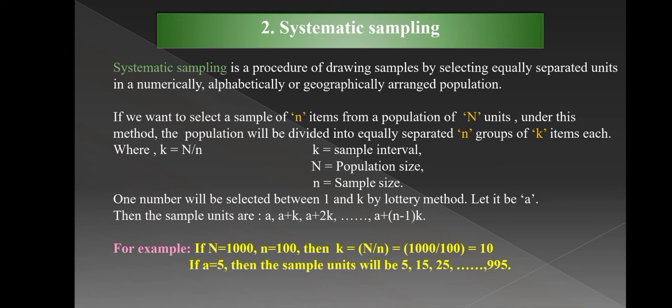So after 15, what will be the next number? I will keep the difference as 10. So the next number after 15 is 25. So after 25, we will select 35, 45, 55 and so on. So the sample units will be 5, 15, 25, etc. Till where do we have to select the numbers? We have to select the numbers until we get 100 samples. So this is the method of selecting the samples in systematic sampling.